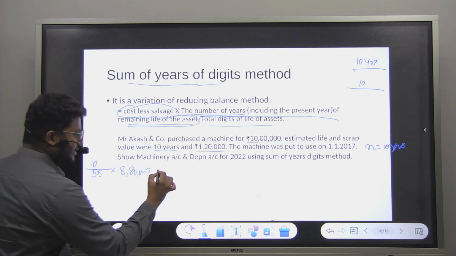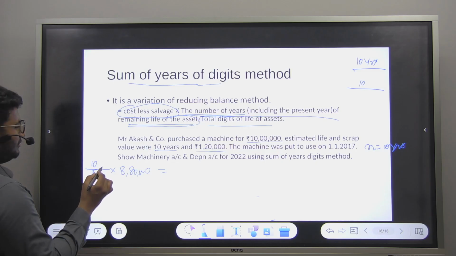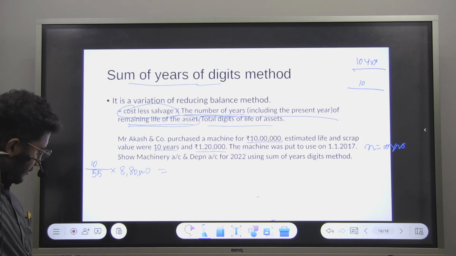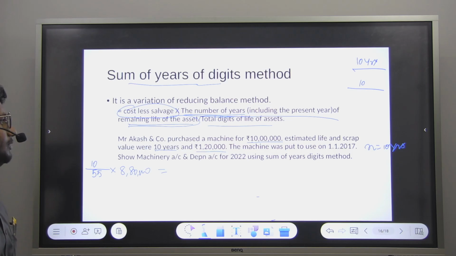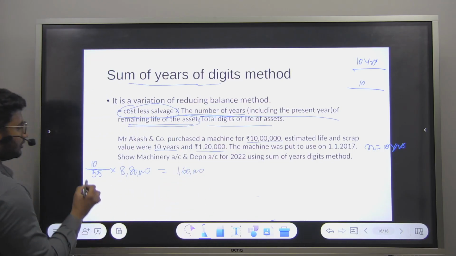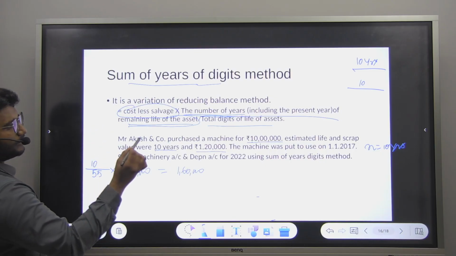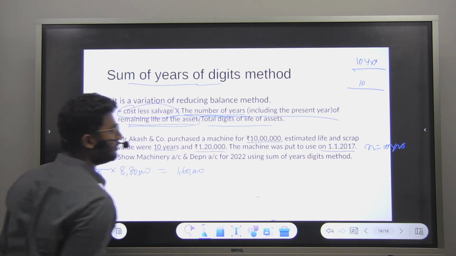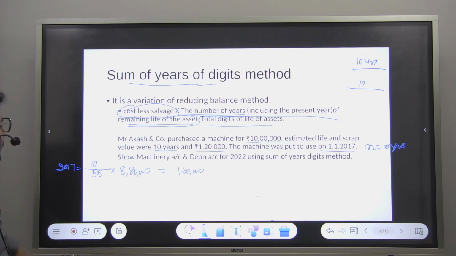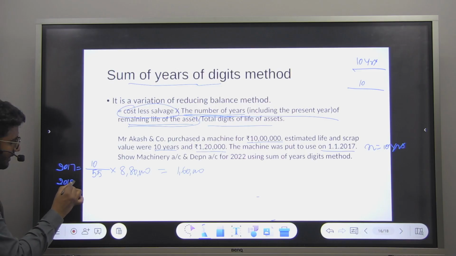So the depreciation for the first year is 10 divided by 55 into 8,80,000, so 1,60,000. So first year depreciation is 1,60,000. Which one is the first year? The machine was put to use on 1/1/2017. So for 2017, that year's depreciation is 1,60,000 rupees.